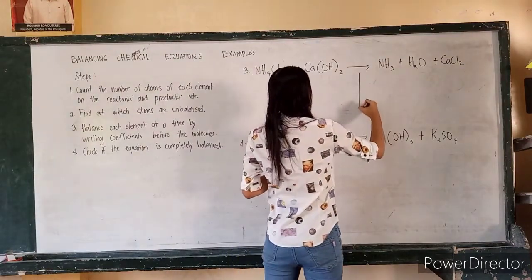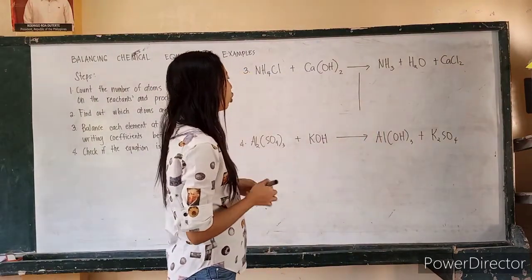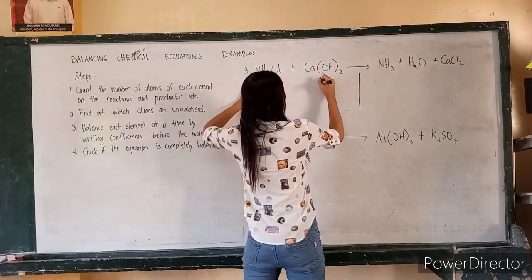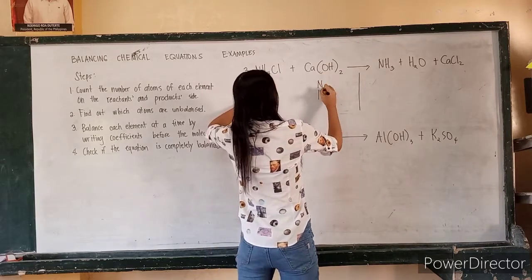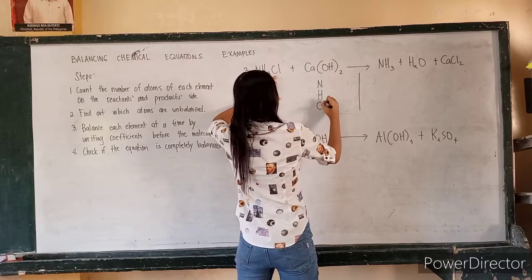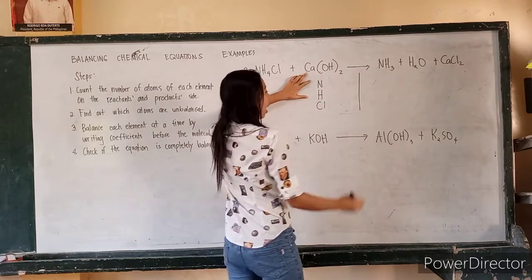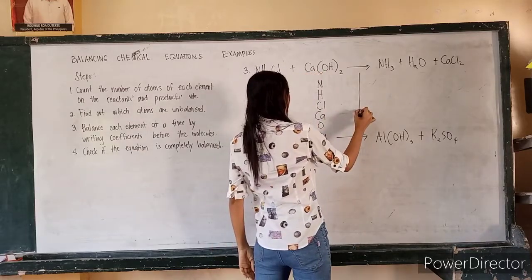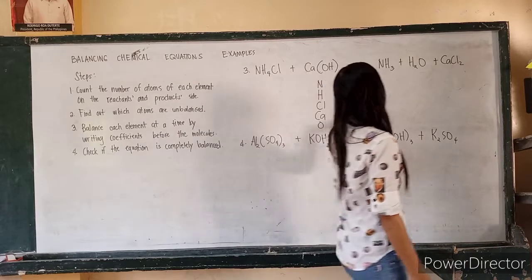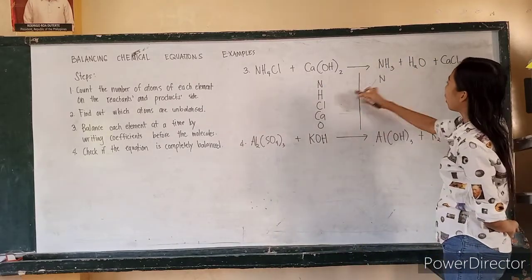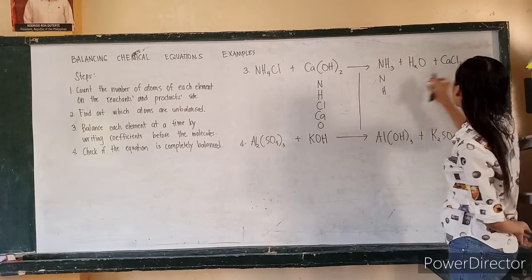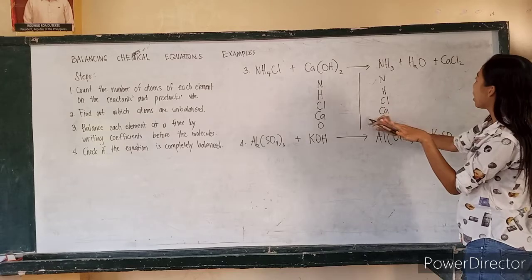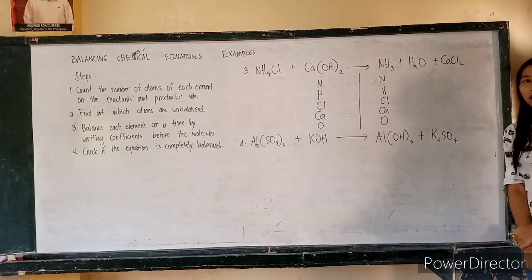Okay? So atong bilangon ang imong mga atoms sa kada element. So atong i-list down ang imong elements. You have nitrogen here, you have hydrogen, you also have chlorine, you also have calcium, and the last one is oxygen. On the other side, same. You have nitrogen, you have hydrogen, you have Cl, no? Cl, you have Ca, calcium, and lastly, you have oxygen.